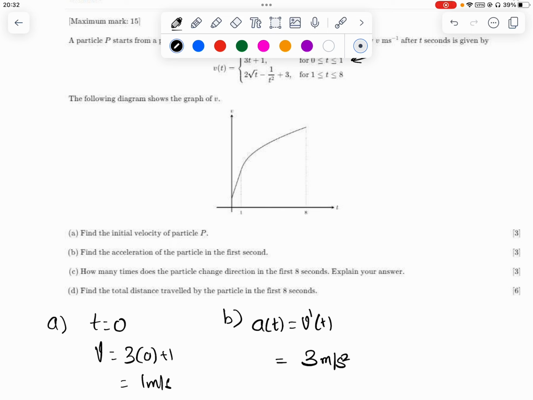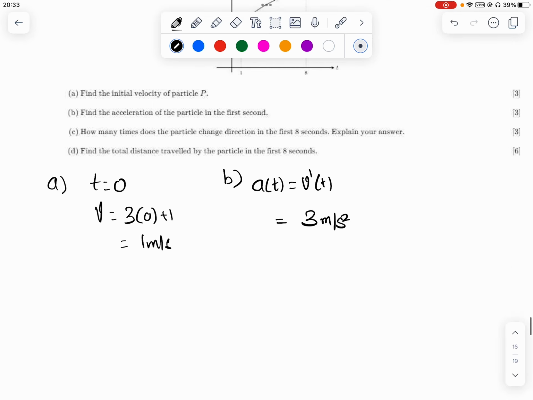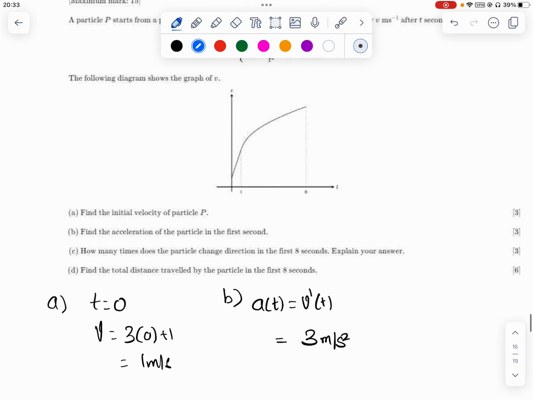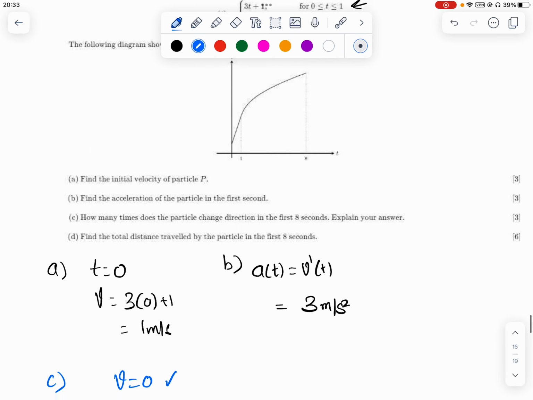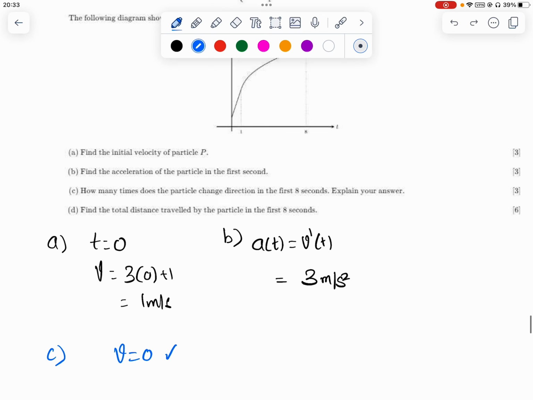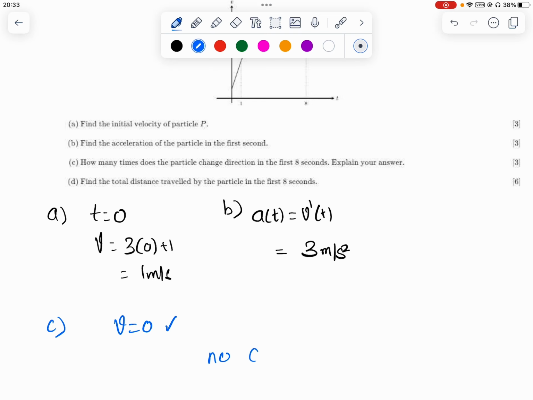How many times does the particle change its direction in the first 8 seconds? Explain your answer. Basically, the particle will change direction whenever the velocity is equal to 0. Now we can see that the velocity is never 0. It keeps on increasing, and it never becomes 0. Therefore, there is no change in direction.